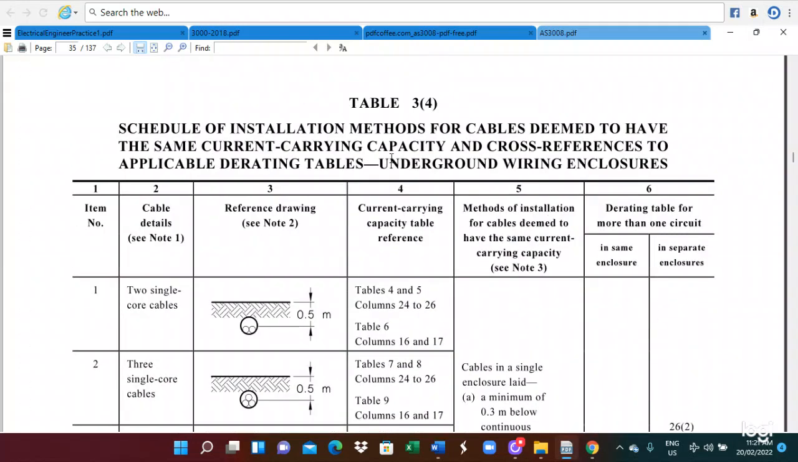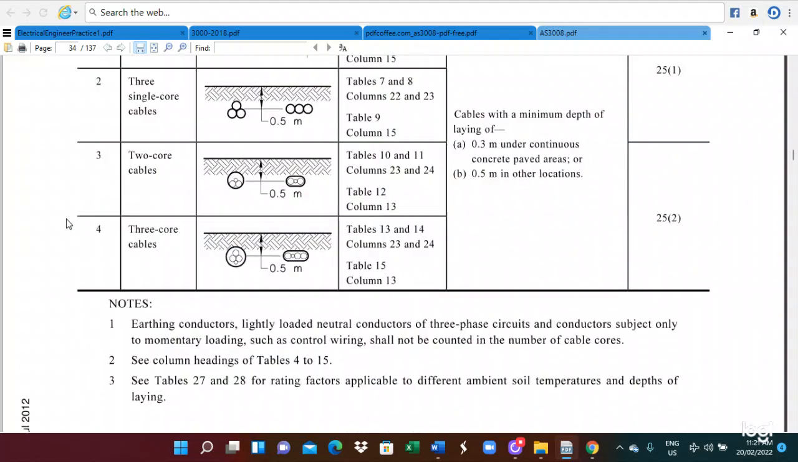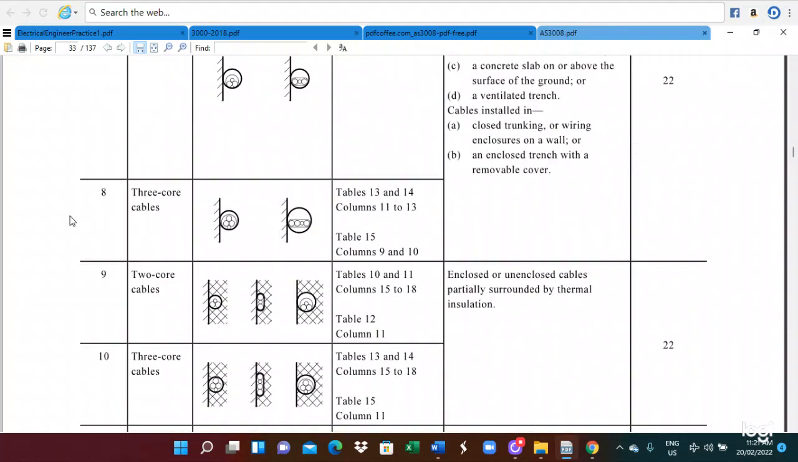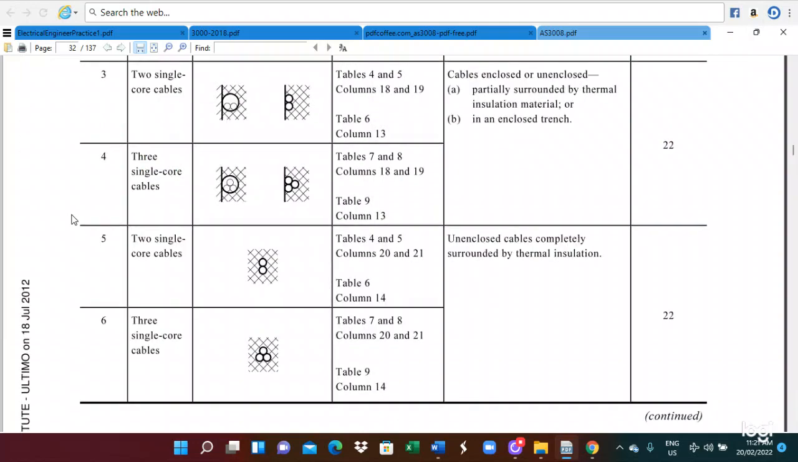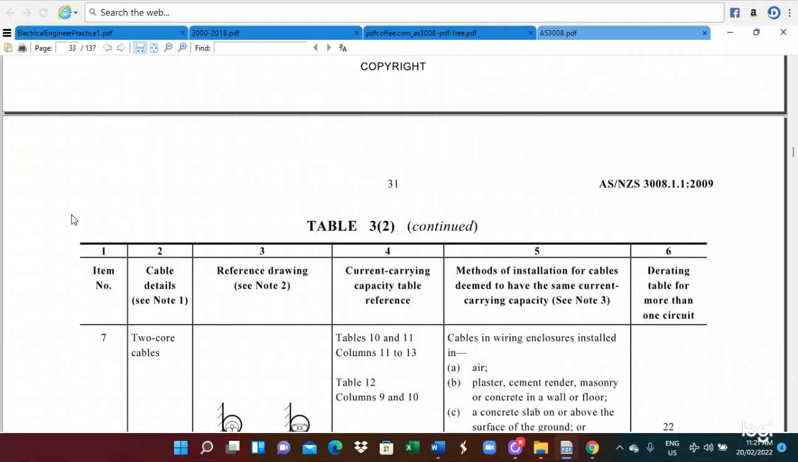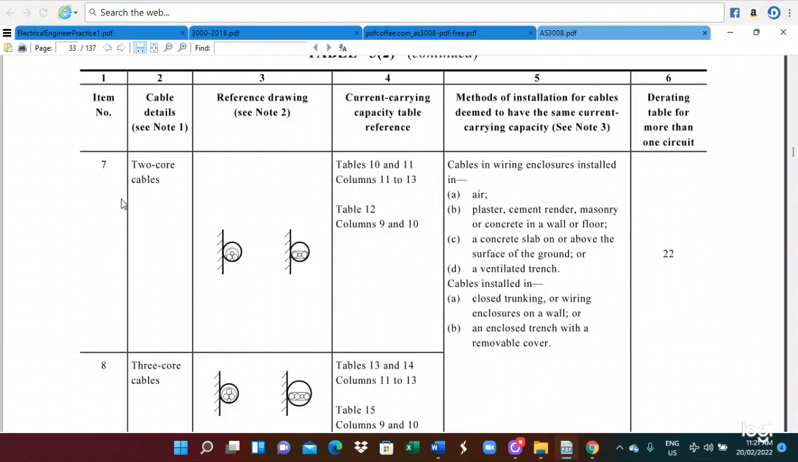So there are four kinds of tables we have to utilize: table 3.1, 3.2, 3.3, and 3.4. Table 3.1 is unenclosed air, 3.2 is enclosed air, 3.3 is unenclosed underground, and 3.4 is enclosed underground.